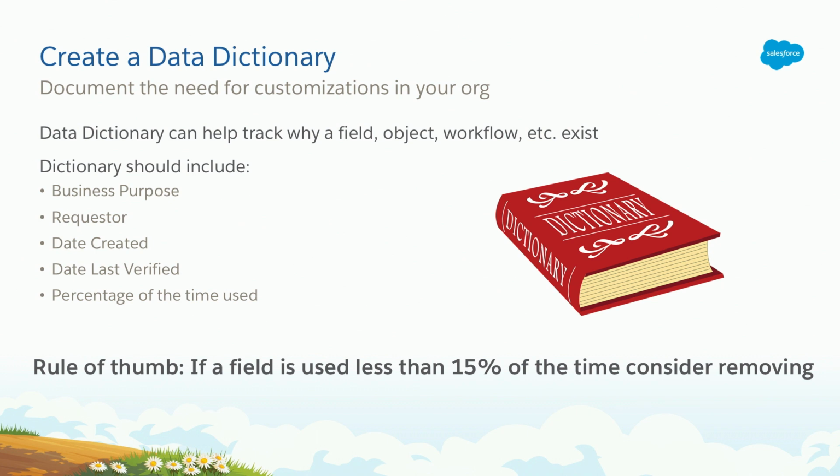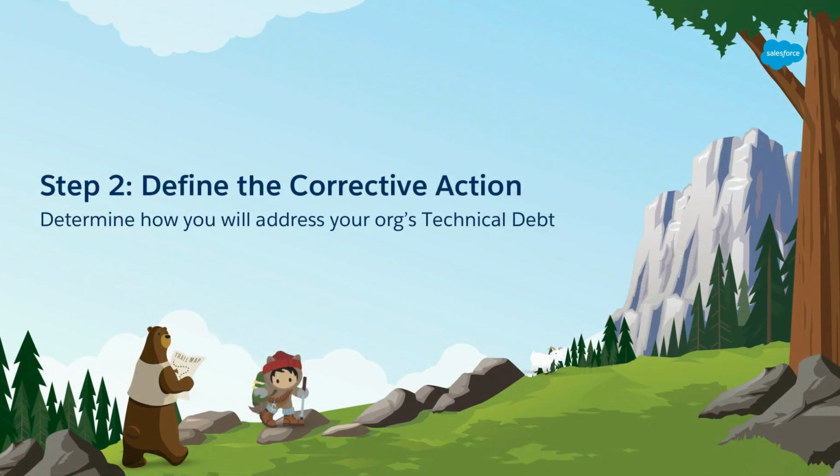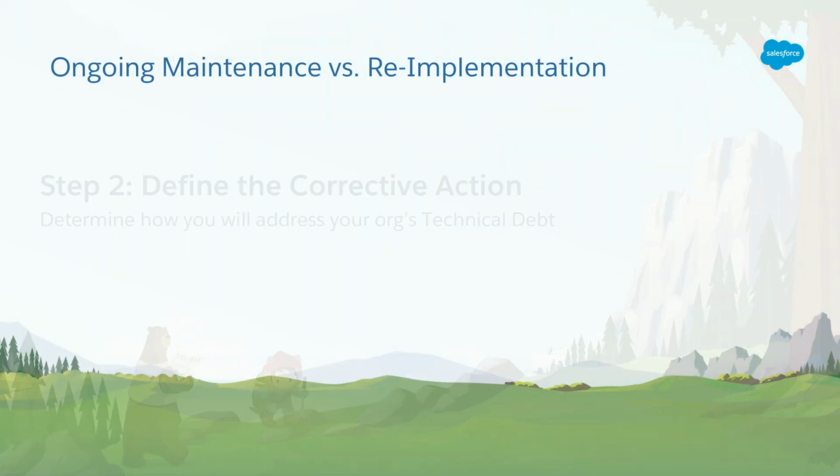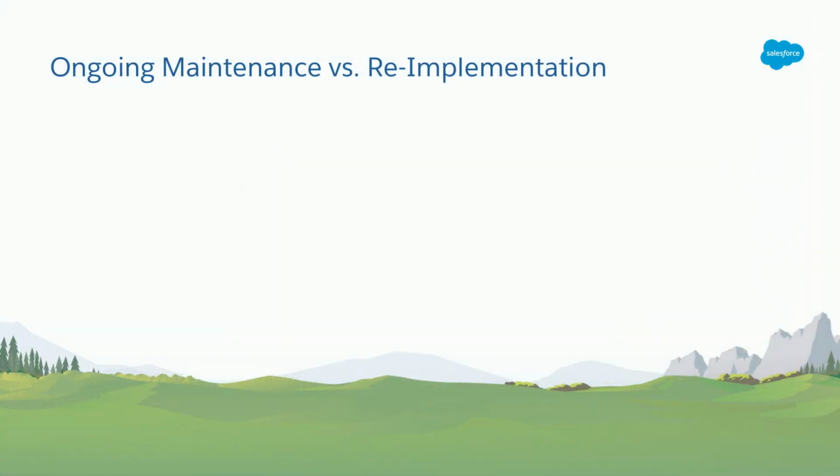All right, so we've completed our assessment. Let's get into step 2 here, defining the corrective action. So you're going to determine how you're going to address your org's technical debt. Now, I've done this a lot of different ways for a lot of different customers, but I will break it down to basically 2 options that you have. All right? It's really an ongoing maintenance versus a re-implementation project.